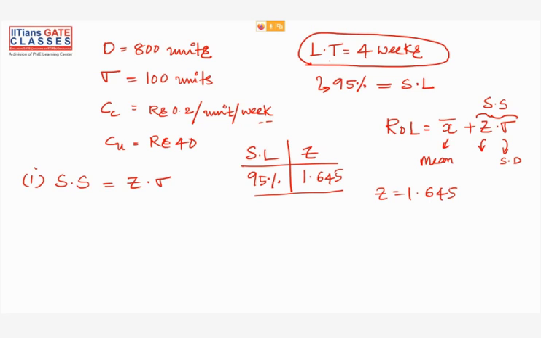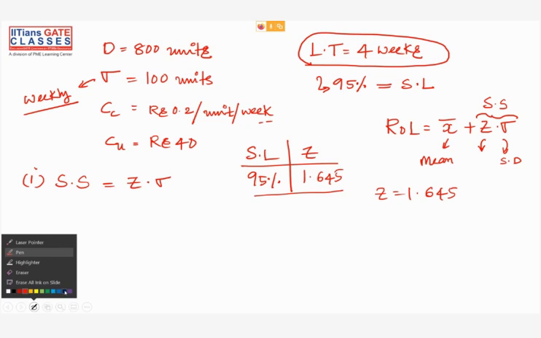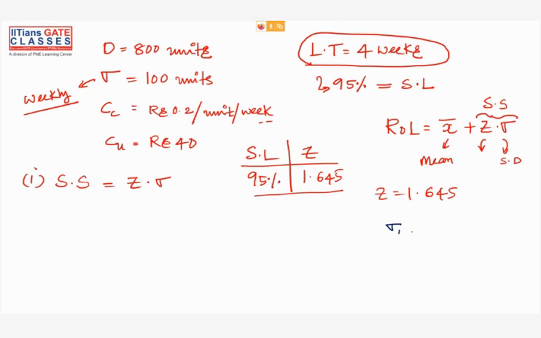Lead time is 4 weeks, but the standard deviation is given weekly. So I want the standard deviation for 4 weeks. Let me take a different example. Say you have sigma 1 for data set 1, sigma 2 for data set 2, and sigma 3 for data set 3.